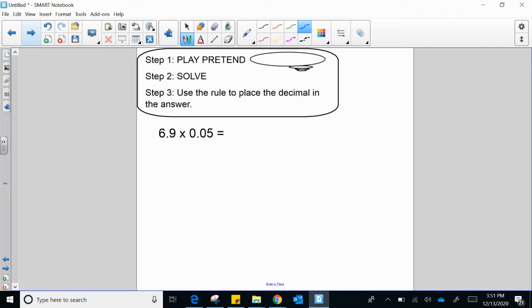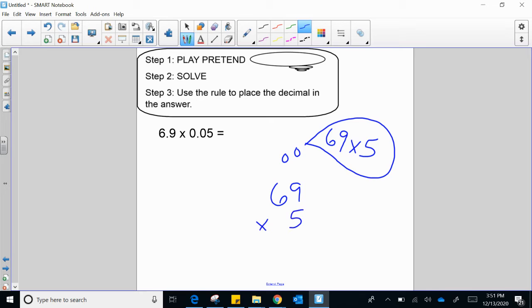So, let's take a look at this problem, for example. If I'm going to start by playing pretend, this problem, if I take away the decimal points, just becomes 69 times 5. And if I go ahead and solve this, this just becomes a simple 2-by-1 multiplication problem. You're more than welcome to use your multiplication chart in your agenda if you need to.